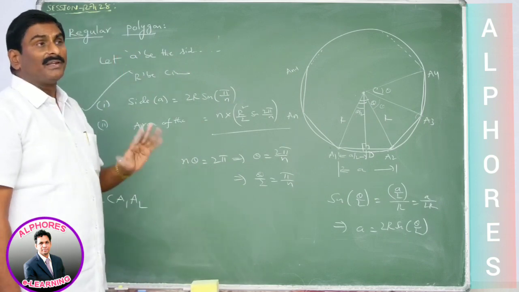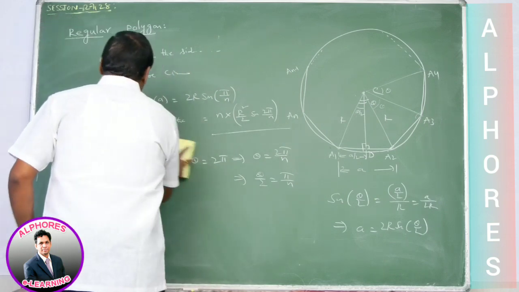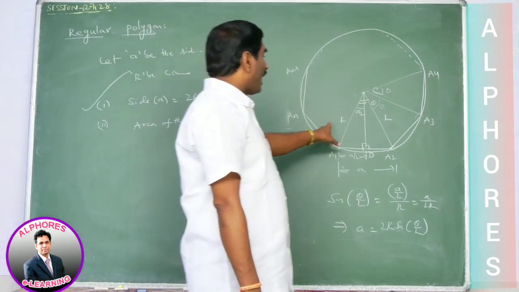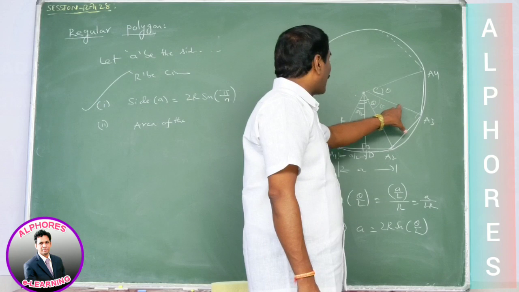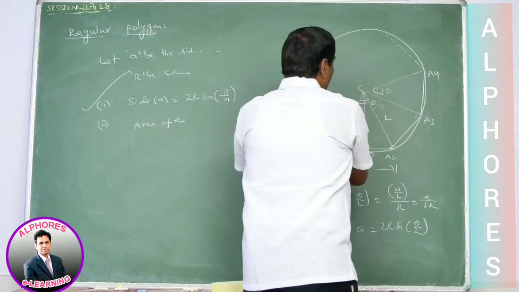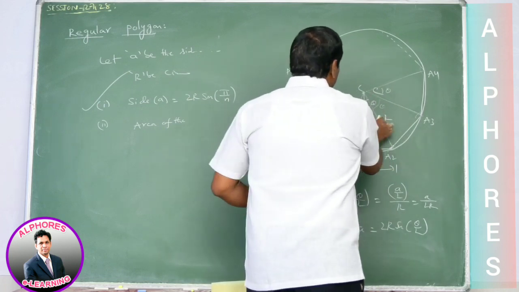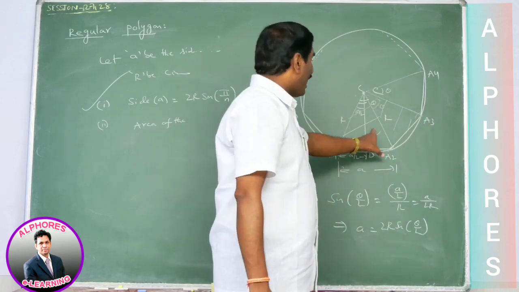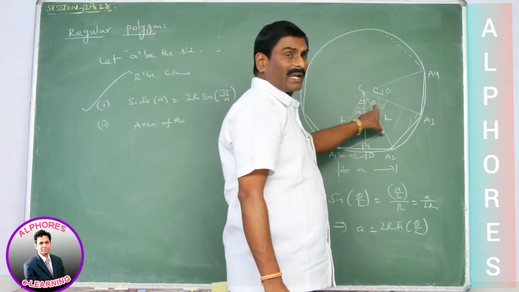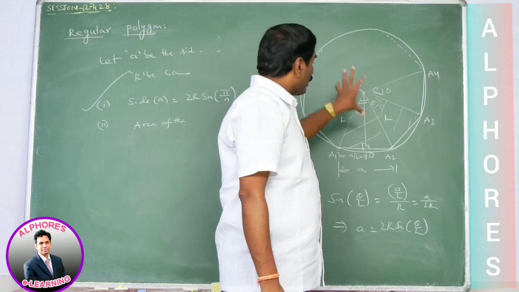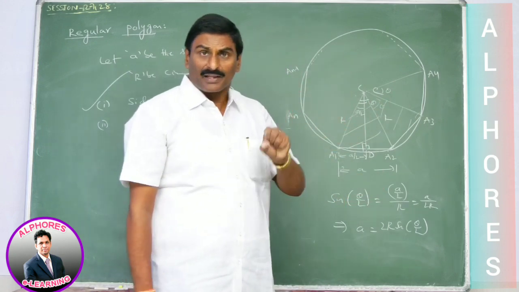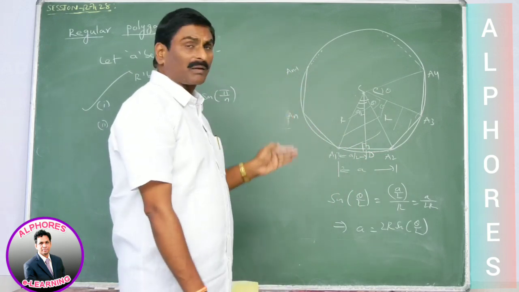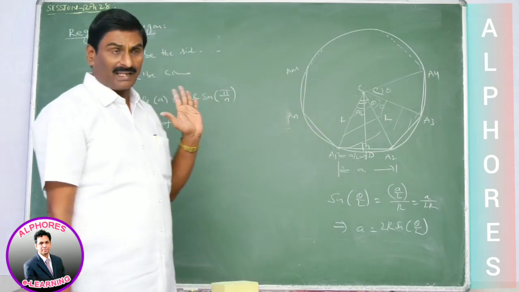Next, the area of the regular polygon. Please observe triangles CA1A2 and CA2A3. This triangle is equal to this triangle; these two are identical, with sides R, R and angle theta. So first we find the area of one of the triangles. For the total area of the regular polygon, we take n into the area of one triangle.